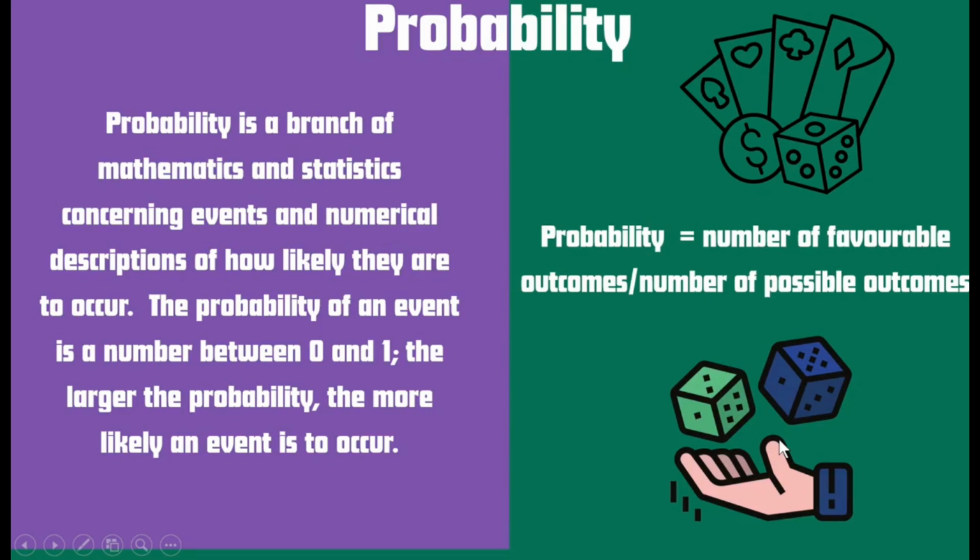Probability is a branch of mathematics and statistics concerning events and numerical descriptions of how likely they are to occur. The probability of an event is a number between 0 and 1. The larger the probability, the more likely an event is to occur. The formula for probability is the number of favorable outcomes divided by the number of possible outcomes.